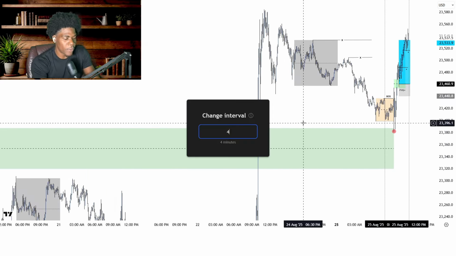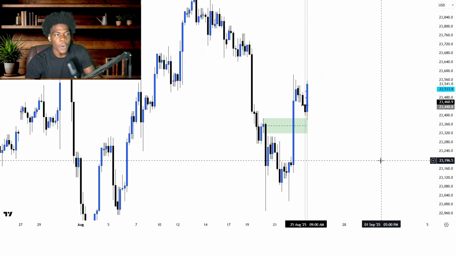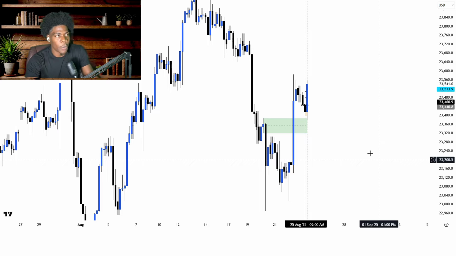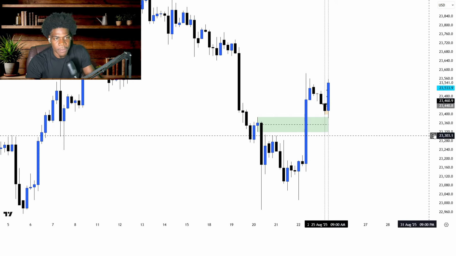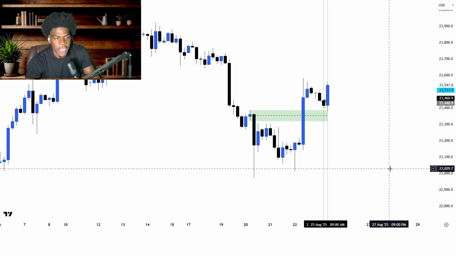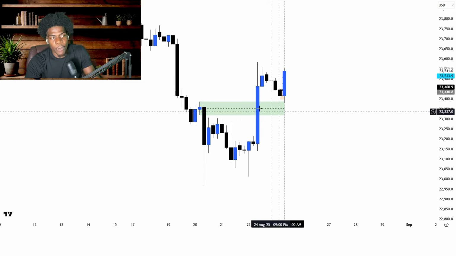So let's scale up to the 4 hour. Like I stated, I do a top down analysis to see where price came from, so I can figure out where price is going. That's the first thing you have to keep in mind. Where did price come from, so we can figure out where it can go. If you don't know where you came from, you can't figure out where you're going. So first, where did price come from?